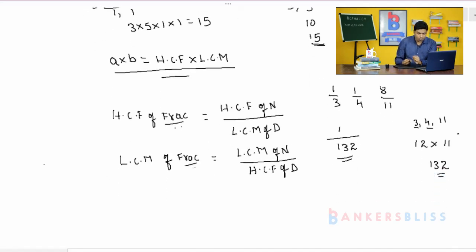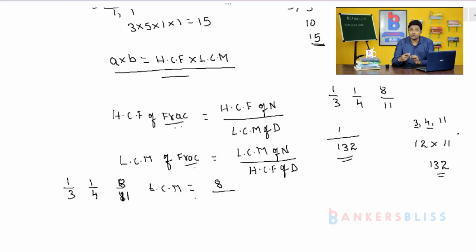For the same numbers, you calculate the LCM of the fraction. 1 by 3, 1 by 4 and 8 by 11. Now 1, 1, 8: what is the LCM? Here you will get 8 as the LCM. Next 3, 4, 11: what is the HCF? Among the numbers, if any two are prime in a group, then obviously the HCF will be 1. 3 and 11 are prime numbers, so the HCF will be 1. Therefore, the LCM of the fraction will be 8.